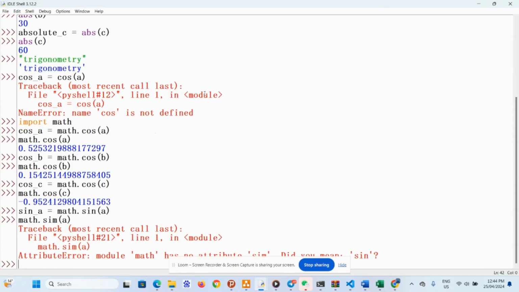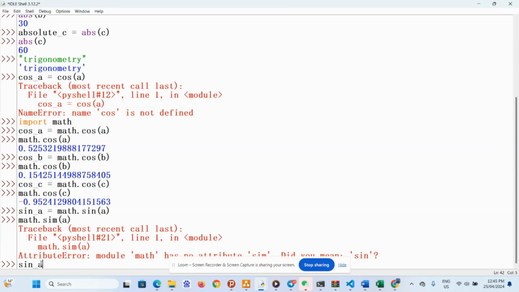Here we have an error. What is the error coming from? Obviously, there is some problem here. Look at sine of A. We gave a gap here. Sine of A equals math dot sine of A. So at this point, this was what we were supposed to do: sine of A.